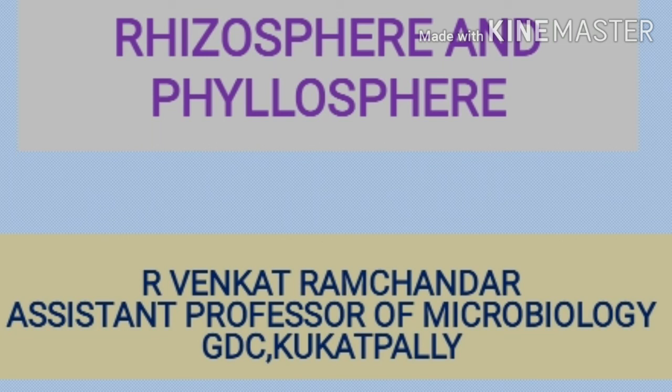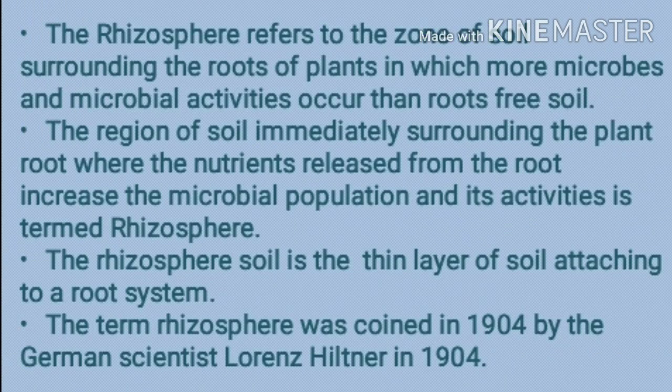What is Rhizosphere? The Rhizosphere refers to the zone of soil surrounding the roots of plants where more microbial activities occur than in root-free soil. This is the area surrounding the roots of the plant. Surrounding the roots, there is more microbial activity compared to root-free soil. This zone surrounding the roots of the plant is called Rhizosphere.